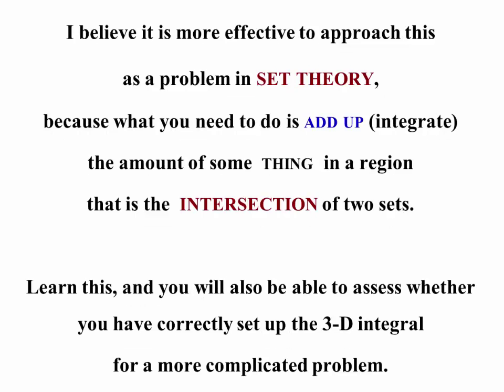Now, I believe it is more effective to approach this as a problem in set theory, because what you actually need to do is add up, that is integrate, the amount of something in a region that's the intersection of 2 sets. I come up with this idea from my background in quantum mechanics, where one regularly deals with what's called an overlap integral, which is an integral that looks at the overlap of several different functions that represent physical quantities in a problem. And that's effectively what we got here, except that we really only have a single integral, and we're looking at the overlap of the area or volume that's sampled by that integral and some physical quantity within that volume.